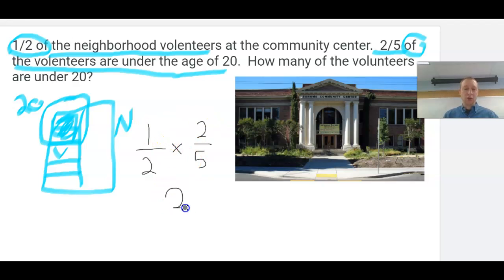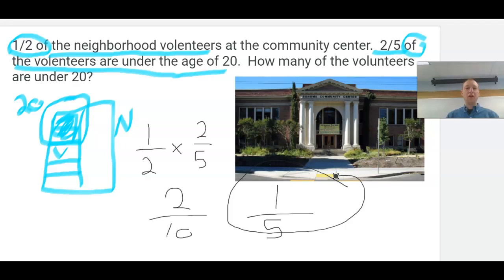1 times 2 is 2. 2 times 5 is 10. We can simplify this, right, because they're both even. They're both divisible by 2. 2 divided by 2 is 1. 10 divided by 2 is 5. So that means that 1/5 of the neighborhood volunteers are under 20, right? This represents 1/5 of the whole neighborhood.